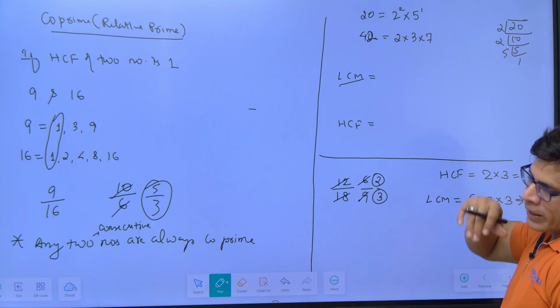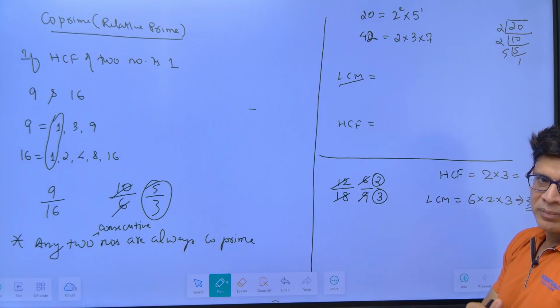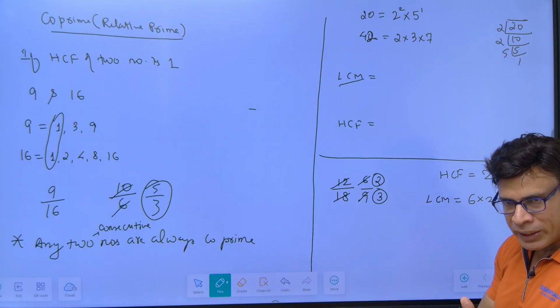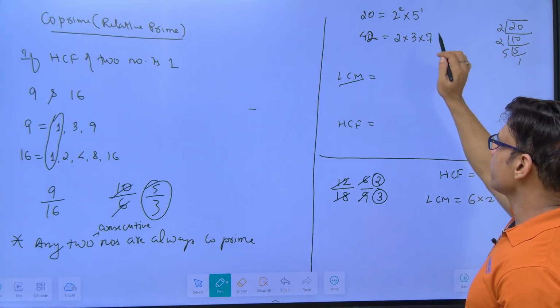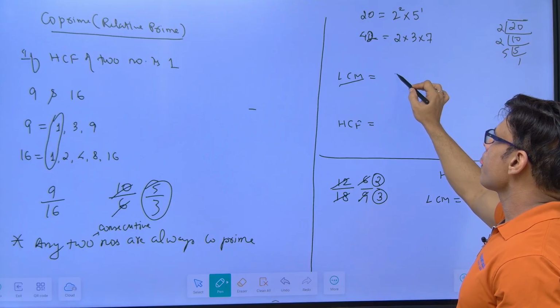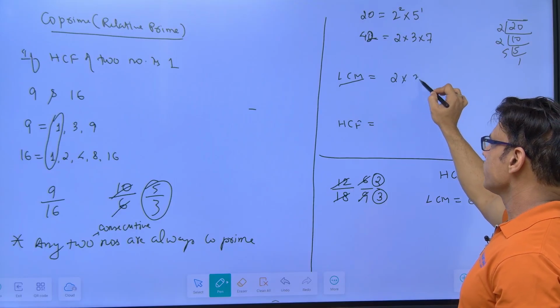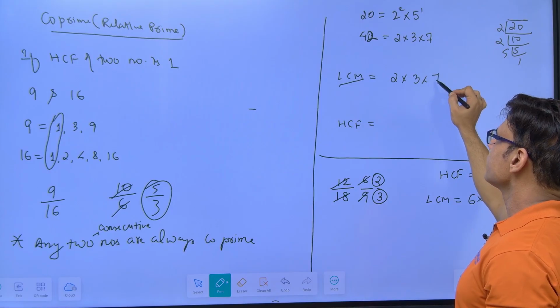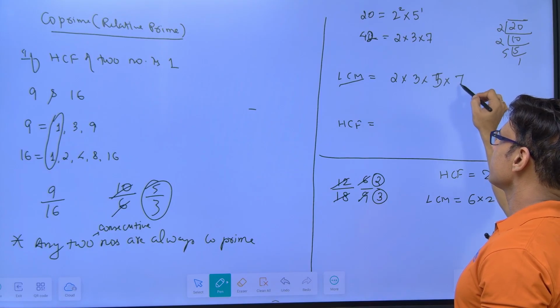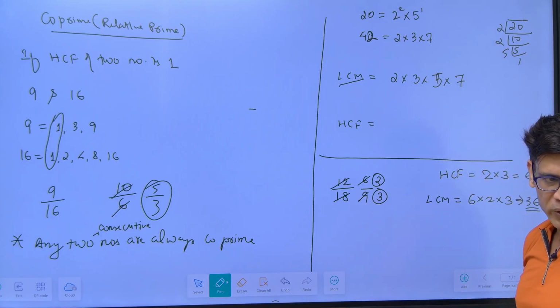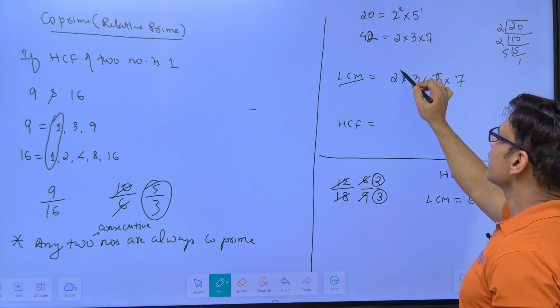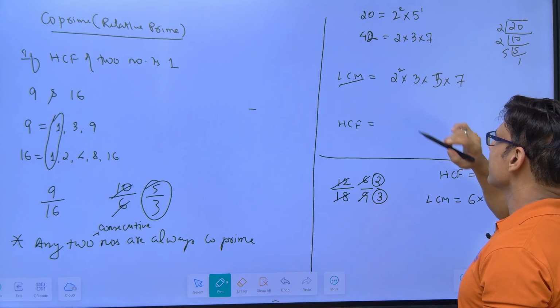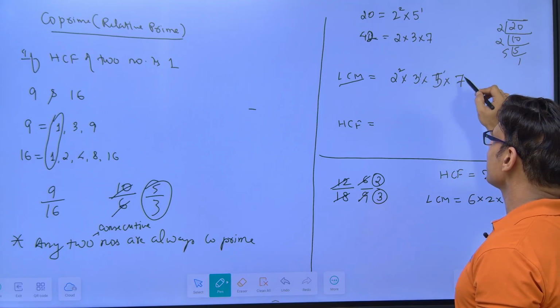If I have to find out LCM, I told you what? For LCM, whatever prime numbers you see, write all of them. What are the prime numbers you can see? 2, 3, 5 and 7. And for LCM, you have to raise them to their highest powers. What is the highest power of 2? Highest power of 3, 5, 1, 7.